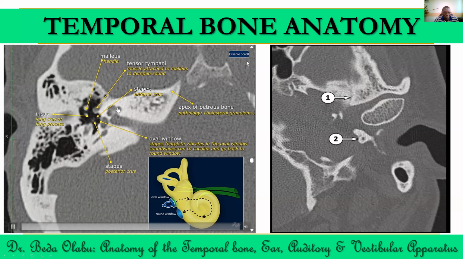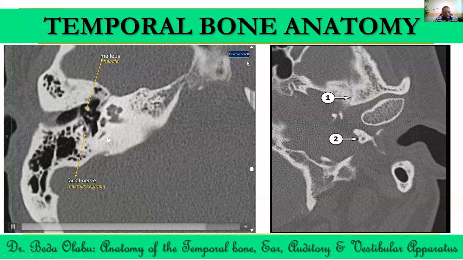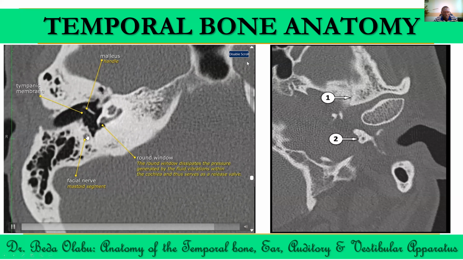Now, this is the cochlea itself. You can see the cochlea. We are seeing the intermediate turn and the apical turn of the cochlea at that point. We are still scanning through. And now we are seeing the facial nerve within the mastoid component, the mastoid segment of the facial nerve there. This is the one that is going to open through the stylomastoid foramen.